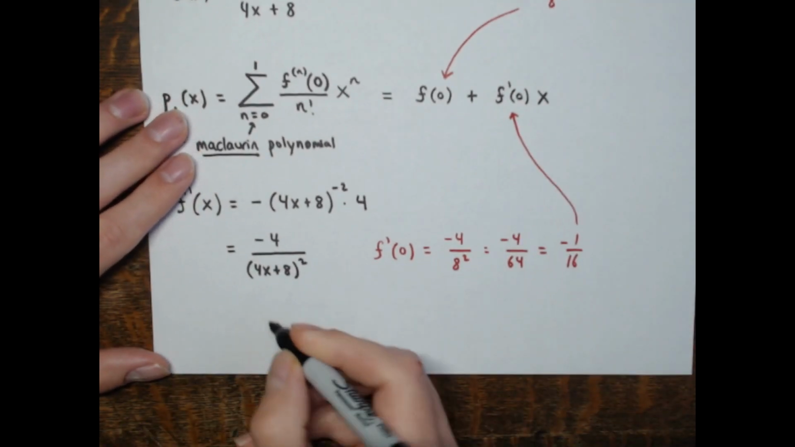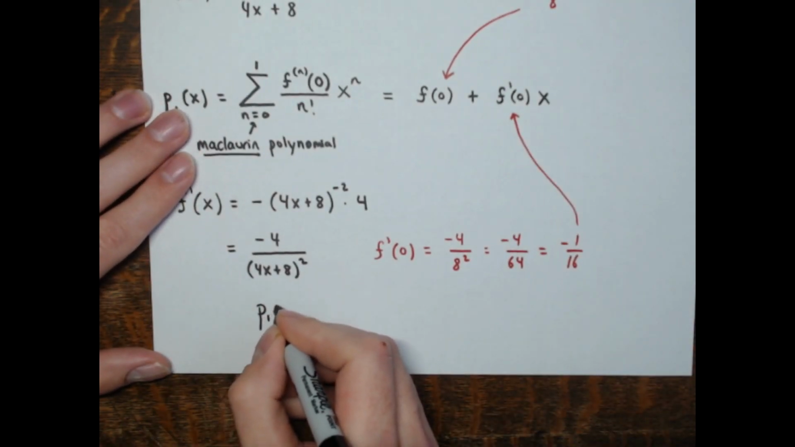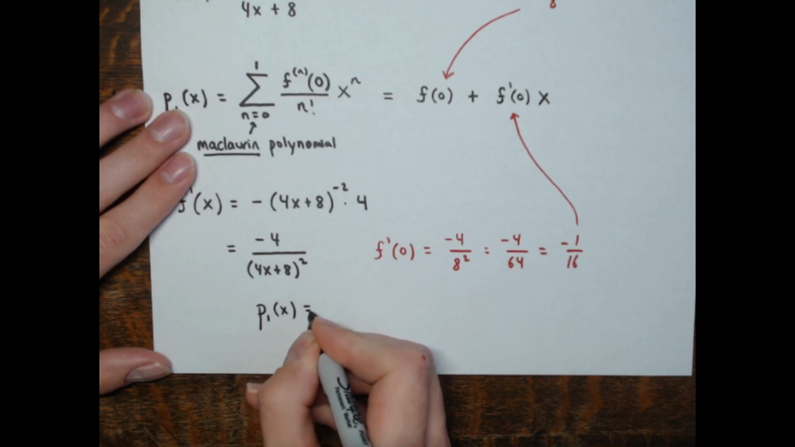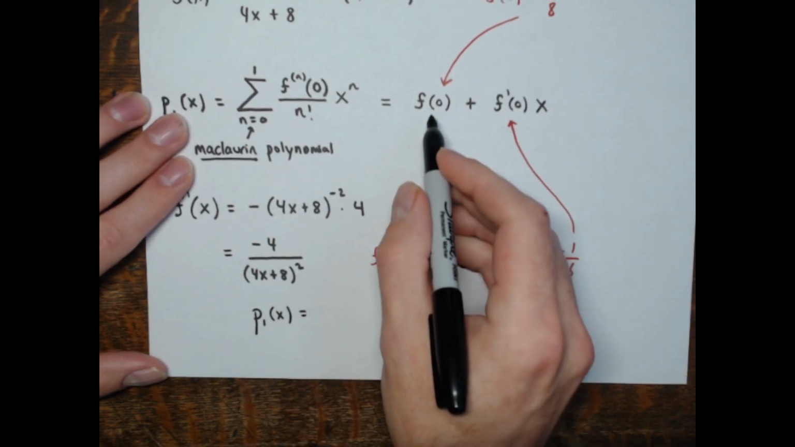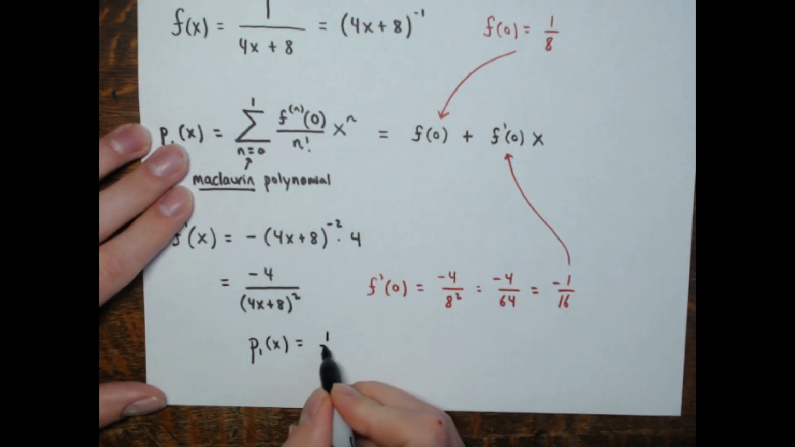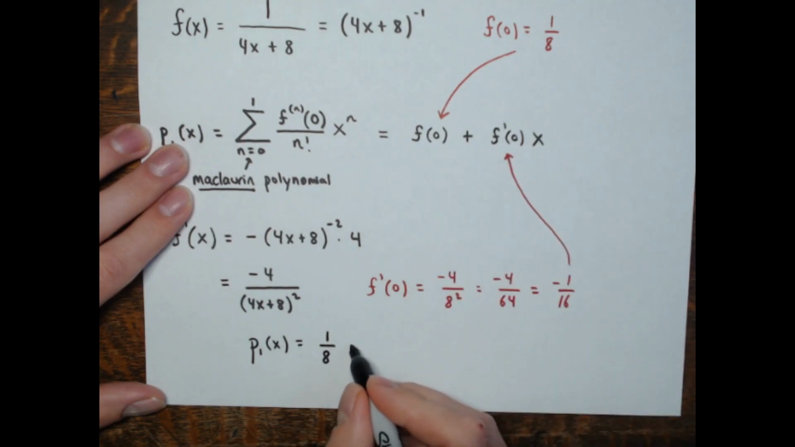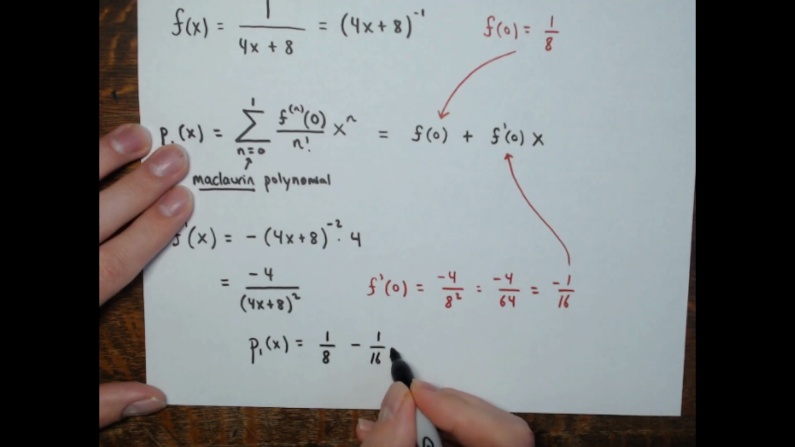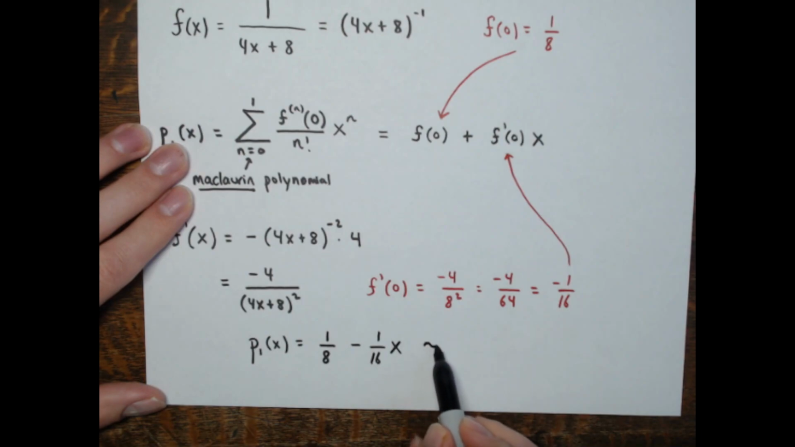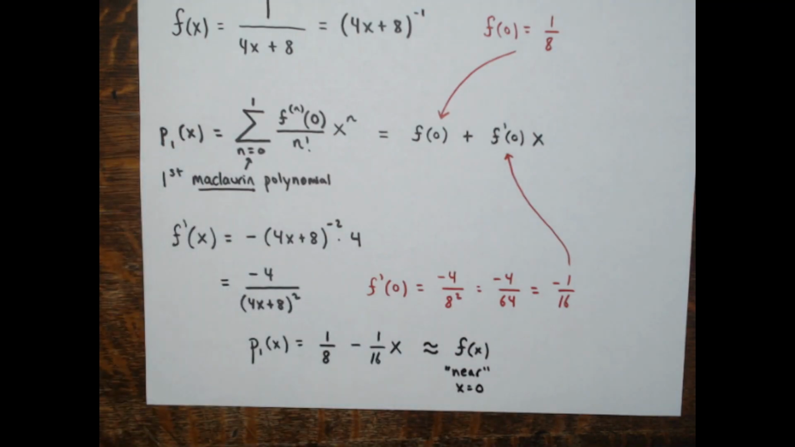So this Maclaurin polynomial they're asking for, P1 of x, is f of 0, which we saw was 1/8, plus f prime of 0, so minus 1/16 times x. And this should be approximately the same as the function f near the center, near x equals 0, because this is the Maclaurin series. It should be around 0.